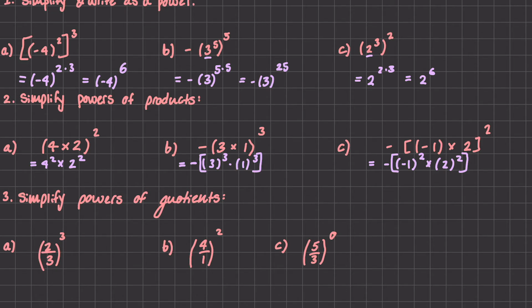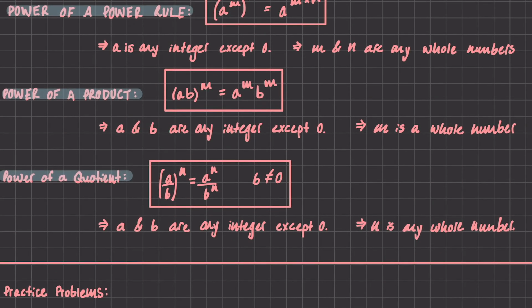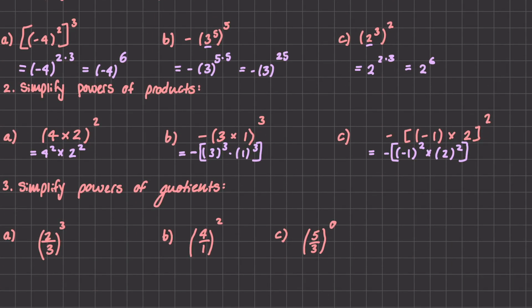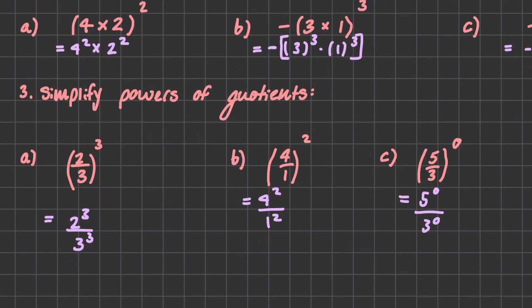Finally, our last set of problems, simplify powers of quotients. So let's return to our quotient rule. Basically, we are taking that exponent and we can write it on the individual parts of that quotient. All right, 4 raised to the exponent 2 over 1 raised to the exponent 2. 5 raised to the exponent 0 over 3 raised to the exponent 0. All right, and now we can solve this if we'd like.